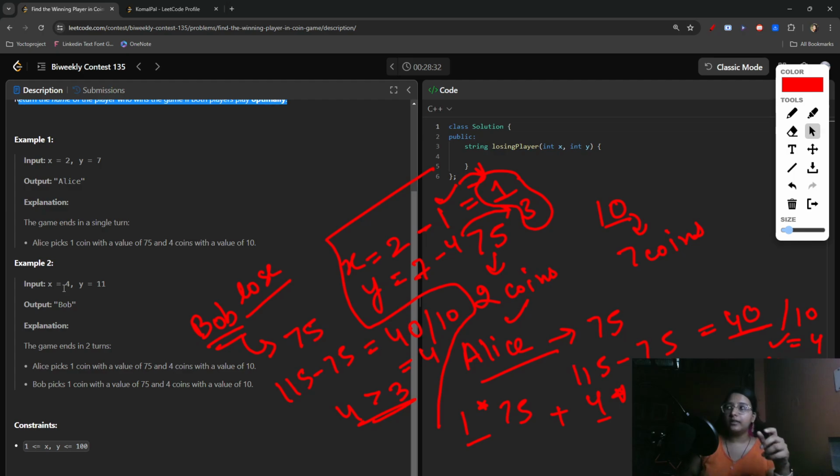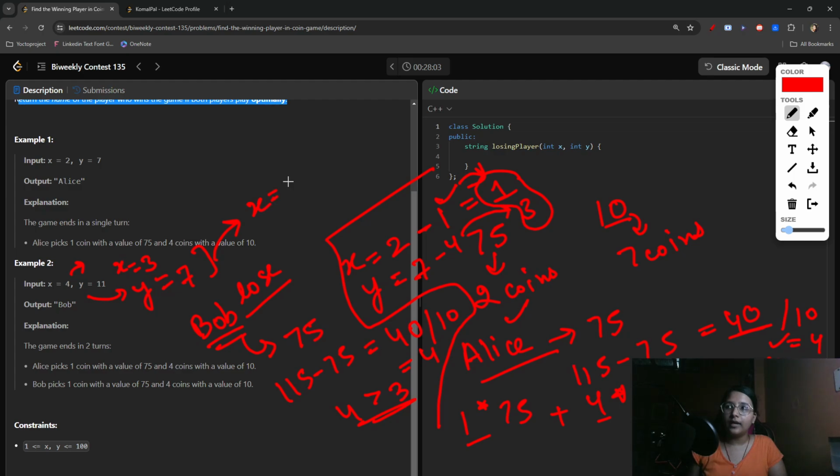So here the first turn would be of Alice. Anyhow, now x will become 3 and again Alice will pick 4 coins. Anyhow, the total is 115 only, right? So now when Alice picks 4 coins, if we subtract 4 from 11, it would be 7, right? So now 7 would be left. Now Bob is also eligible to pick more out of that, right?